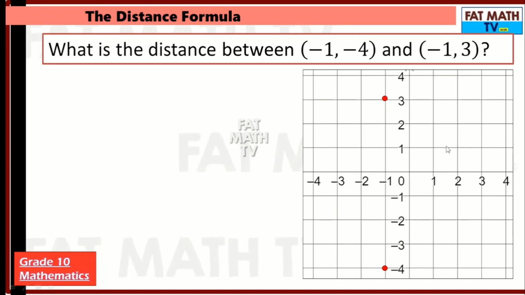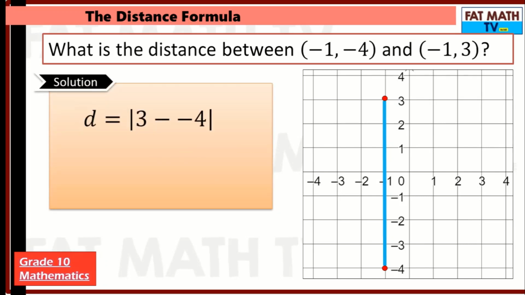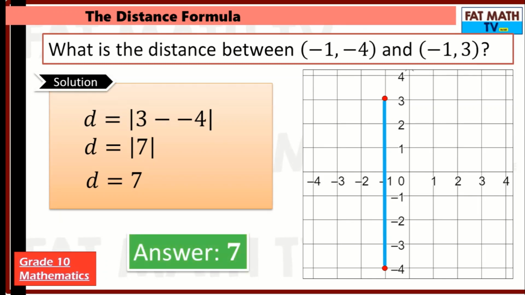So what we do here is we just subtract the y values and take the absolute value. So the distance between those 2 points is equal to 3 minus -4. We just subtract the y. 3 minus -4 is positive 7. And the absolute value of positive 7 is 7. So the distance between the two given points is 7.